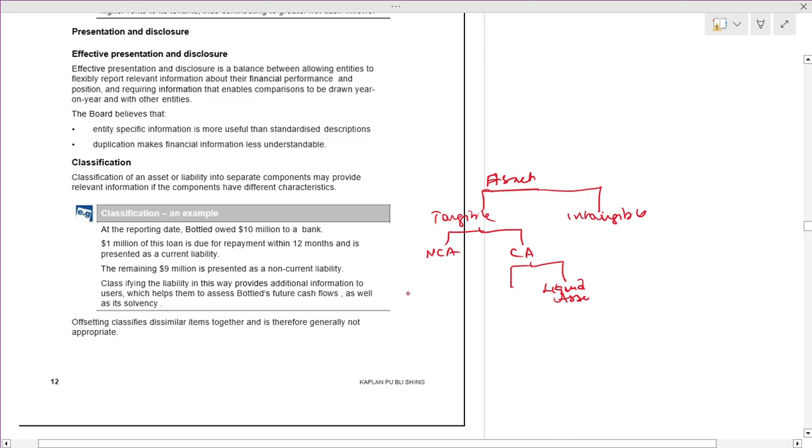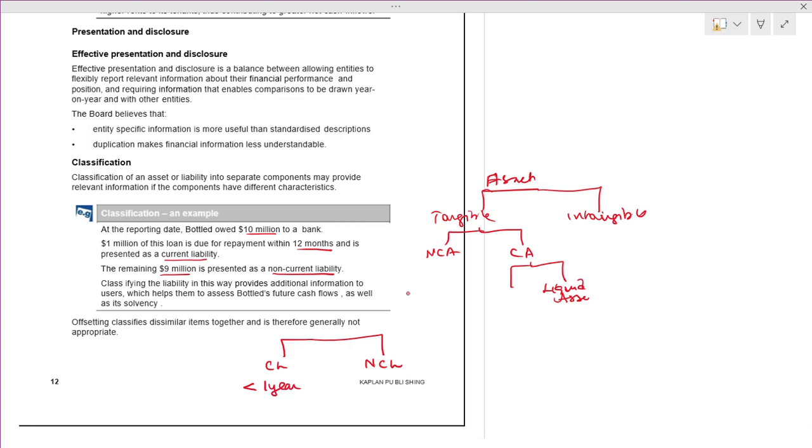At a reporting date, Bottle owed 10 million to a bank. 1 million of this loan is due for repayment within 12 months and is presented as a current liability. The remaining 9 million is a non-current liability. Understand? When you are talking about liabilities also, you are dividing it: what is the element of current liability and what is the element of non-current liability. You know this, but I'll just say, if it is less than 1 year, it is a current liability. If it is going to be more than 1 year, it is a non-current liability.